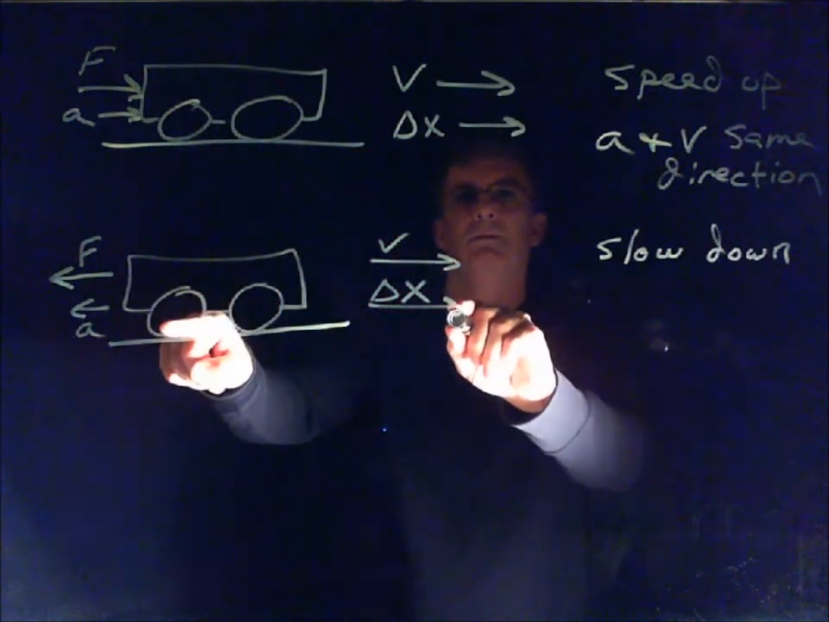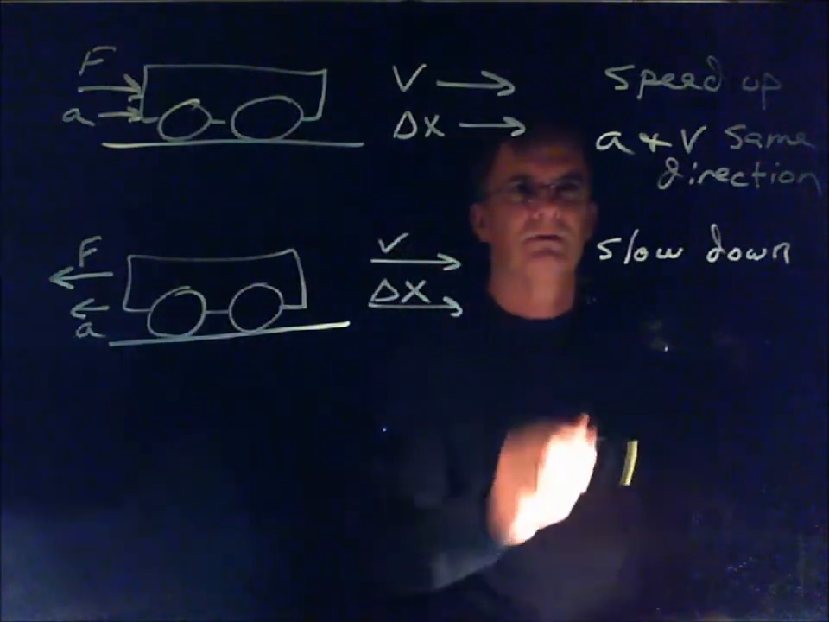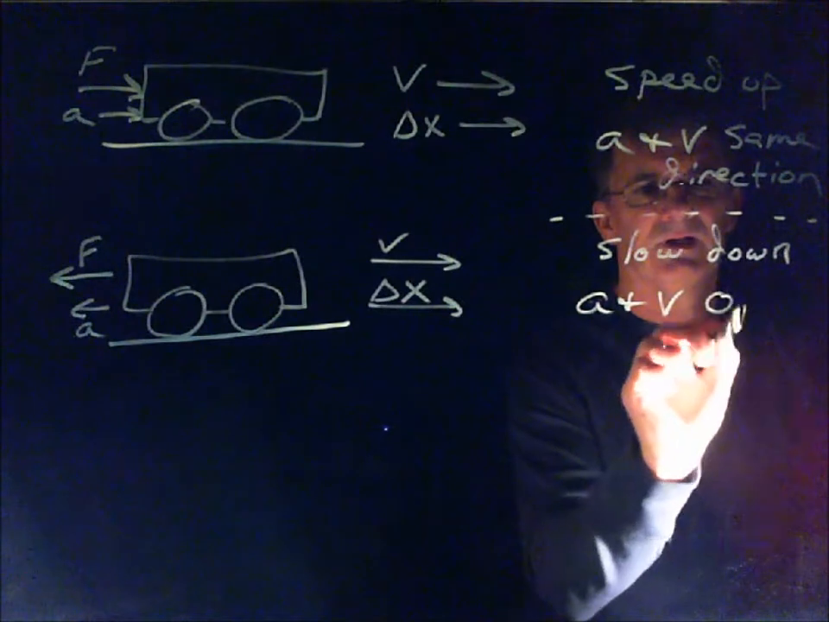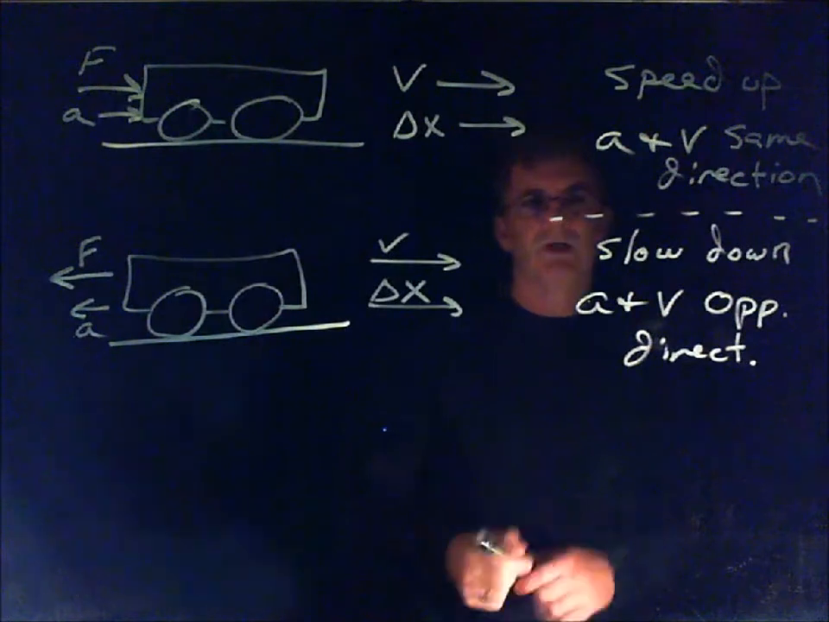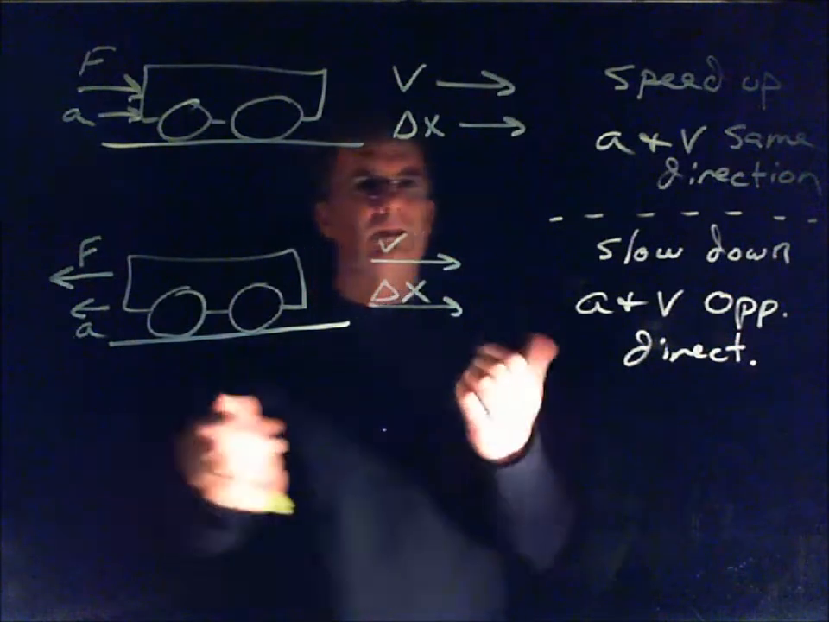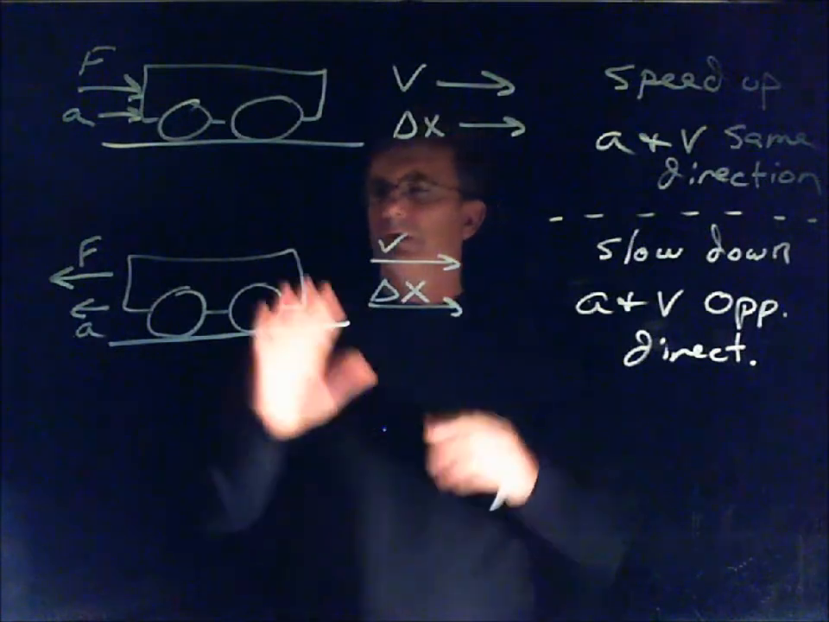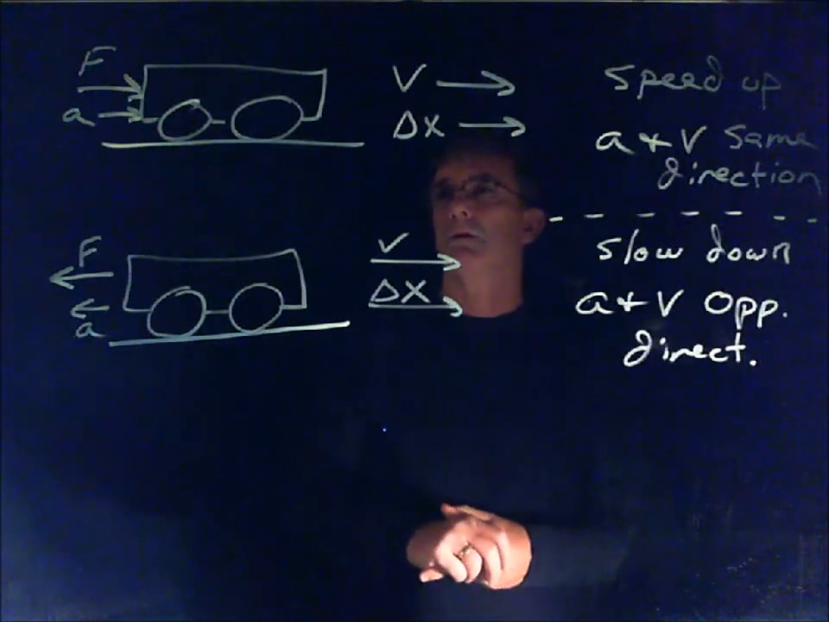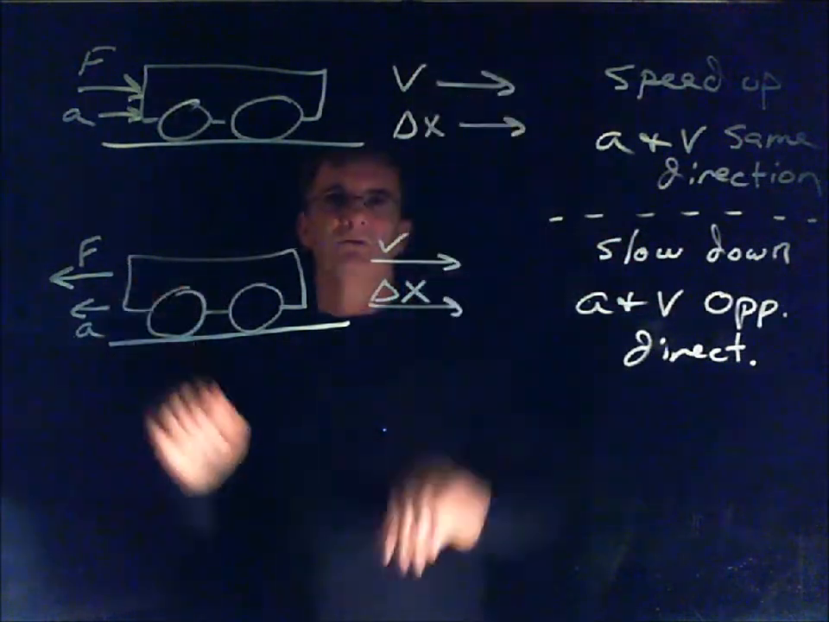Here, velocity is that way, acceleration is this way. They're opposite. A and V are in opposite directions. And when they're in opposite directions, the object will slow down. It doesn't matter which one is positive or negative, it will slow down. And so while the acceleration and velocity are unrelated, there is a relationship between the direction of acceleration and direction of velocity.